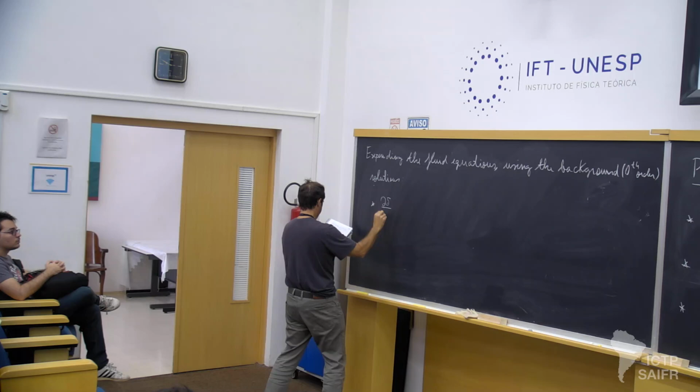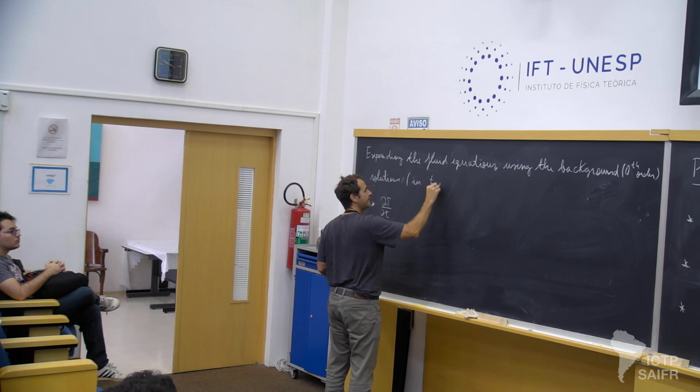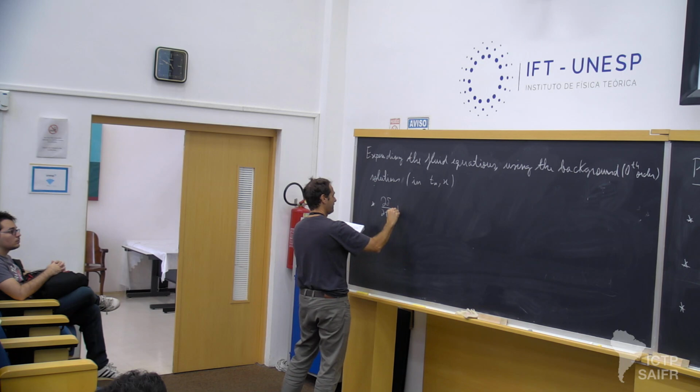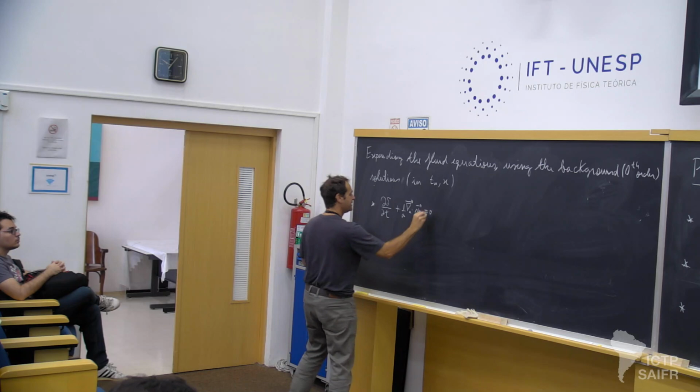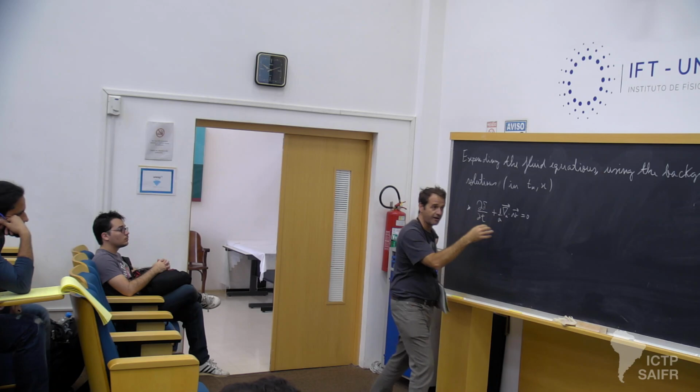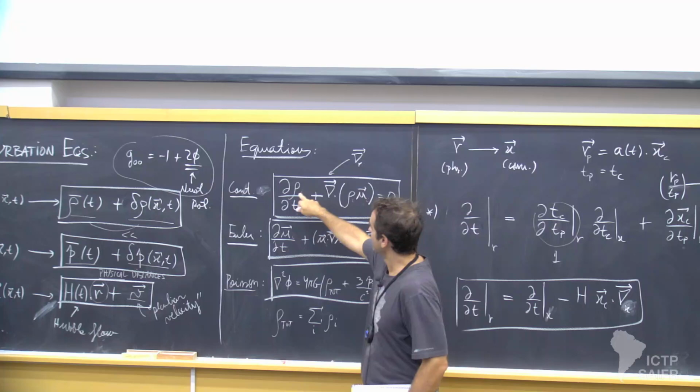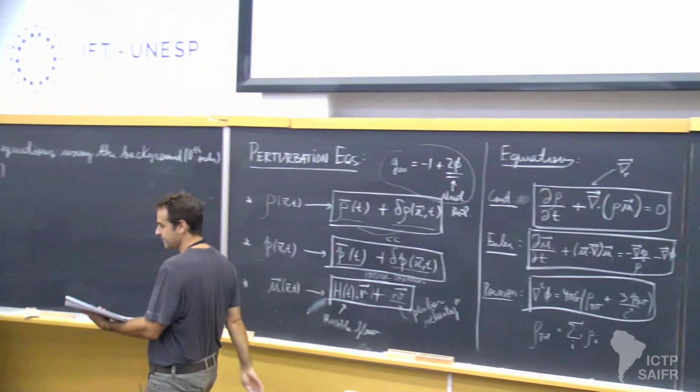Now, I'm using co-moving coordinates here. So this, plus the divergence of 1 over a times the divergence of v, equals 0. That's the continuity equation for delta, which is delta rho over rho. So I've already done many steps here. I've substituted rho bar into this equation and I have eliminated some terms. I'll come back to this.